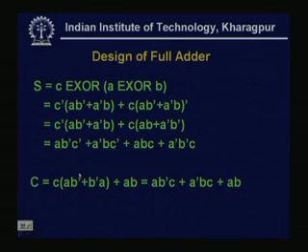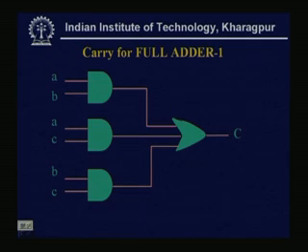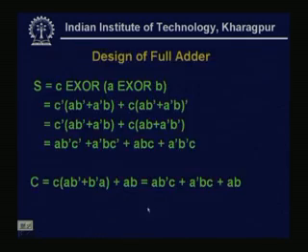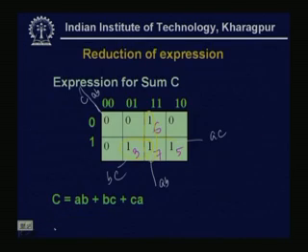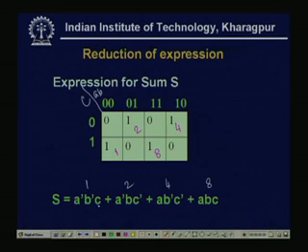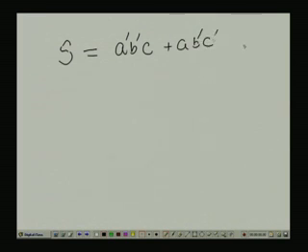Now, there can be other realization. See, here there was no reduction possible from the Karnaugh map. Now, we see what is actually that sum circuit. See, my sum was A dash B dash C, A dash B C dash, A B dash C dash plus A B C. So, if we take that sum expression, A dash B dash C, A B dash C dash, A dash B C dash plus A B C.